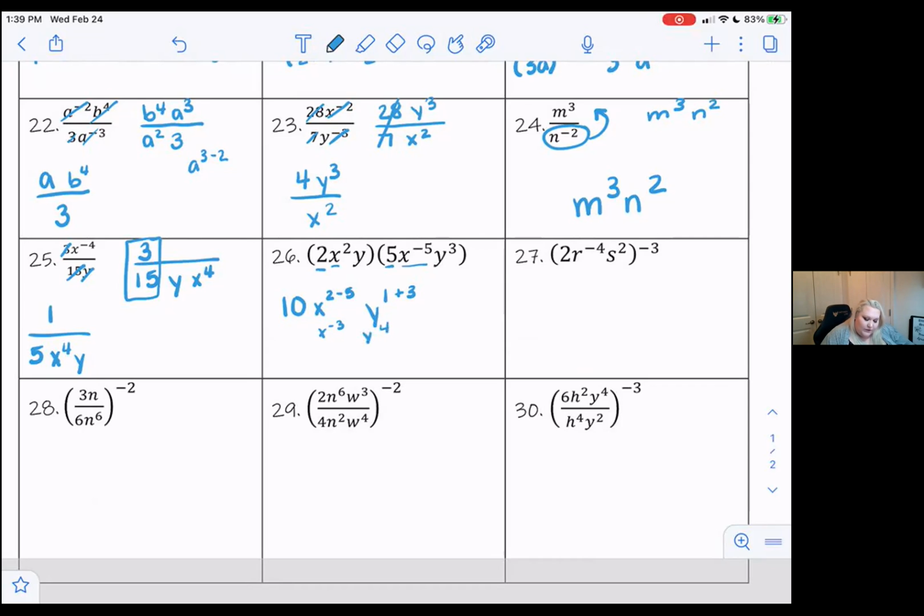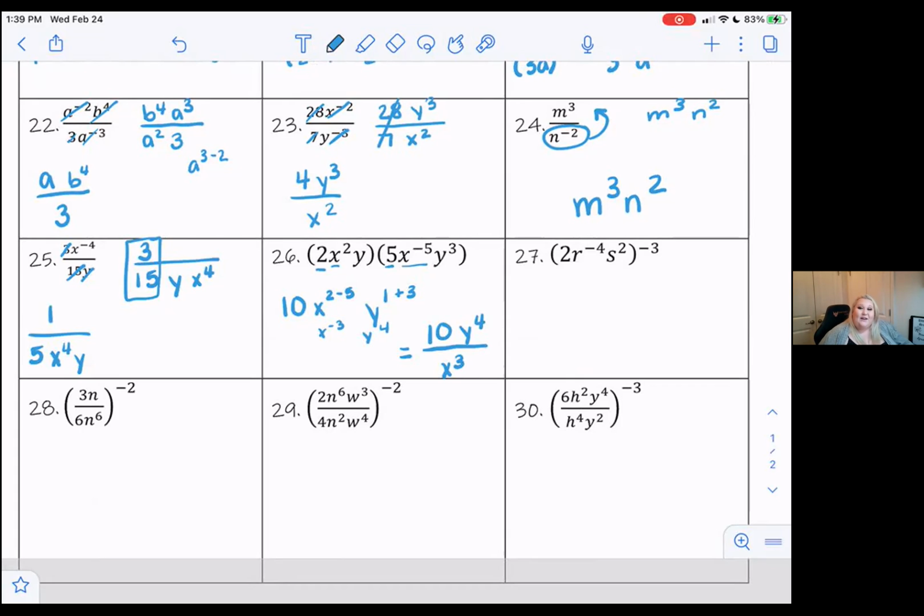So when I write my solution as a fraction, I write the 10 on top because it's a whole number, the y to the fourth on top because it's a positive exponent, and the x to the third on the bottom because it's a negative exponent.